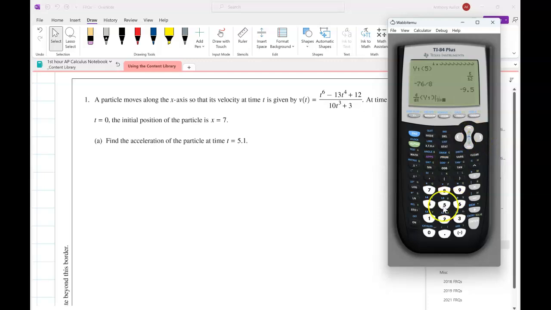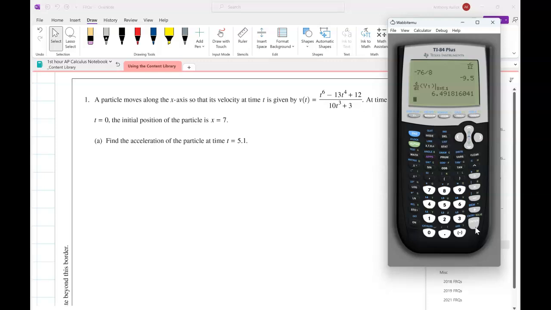And we want when t is 5.1. So 6.49 meters per second, done. That's all I want to do. In fact, they don't even care about the unit, so if it doesn't specifically ask for a unit, you do not need to give one.